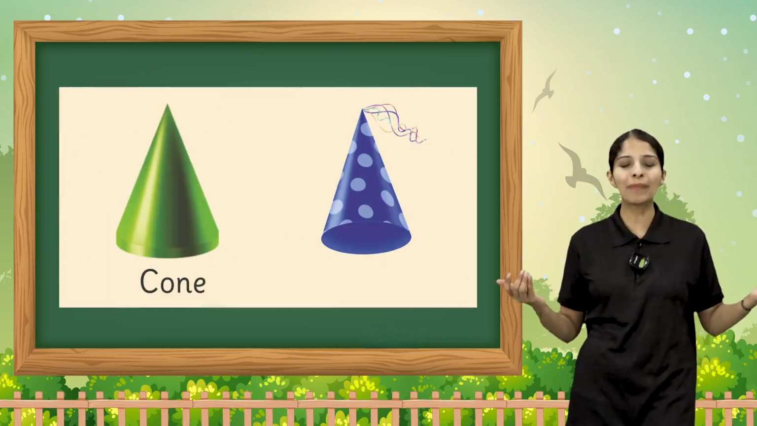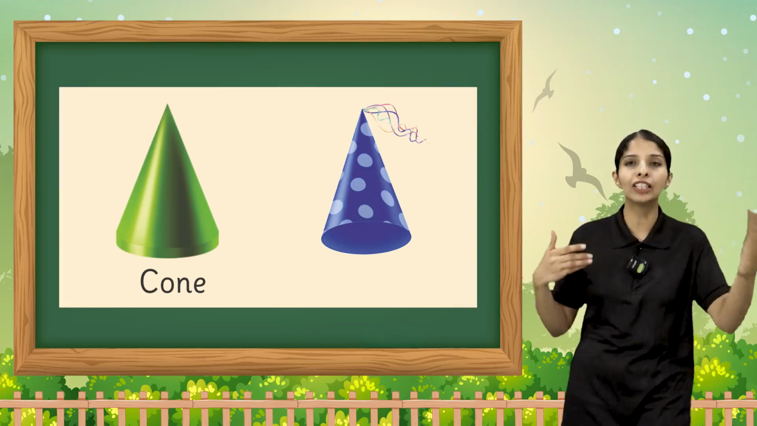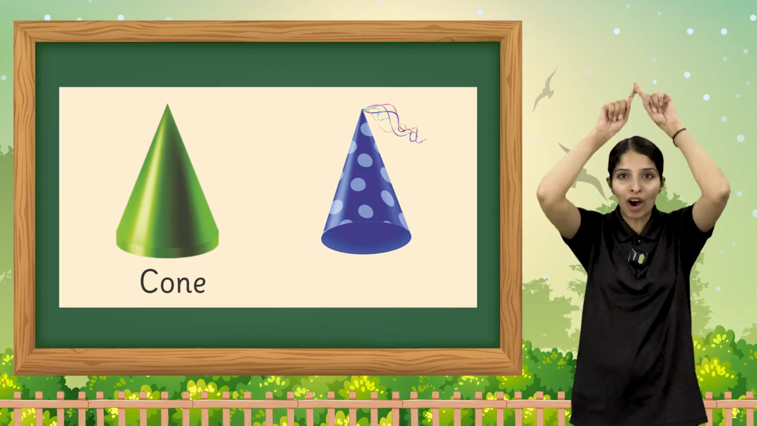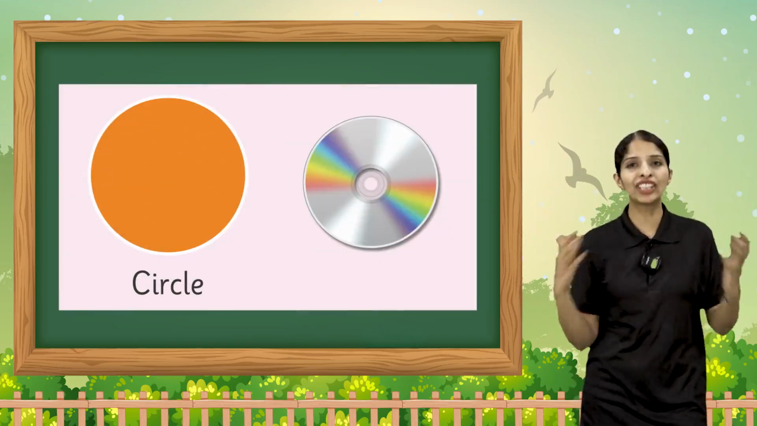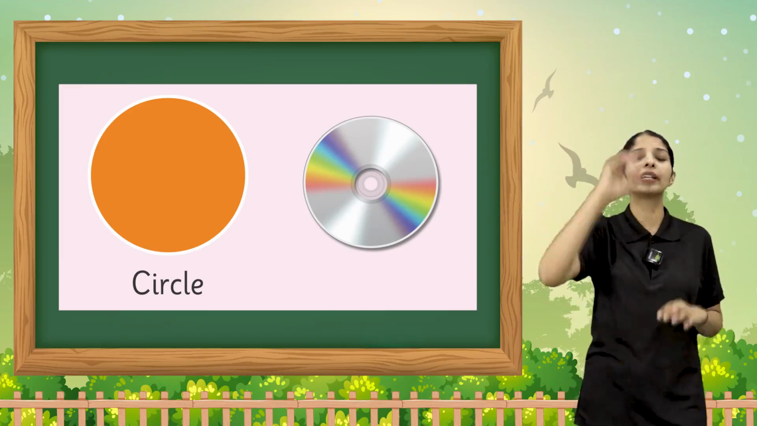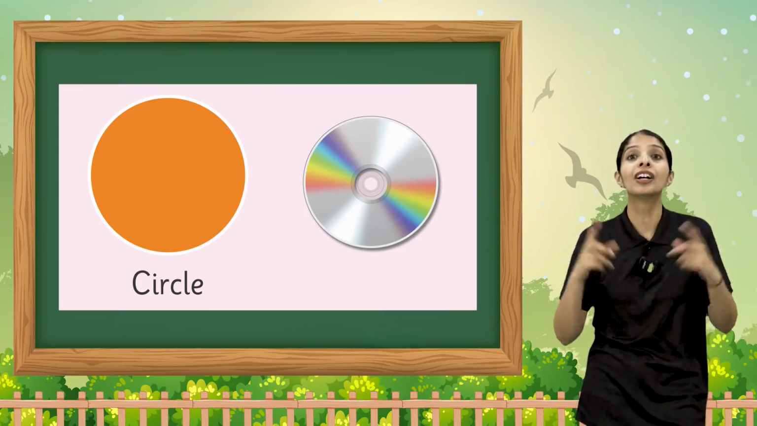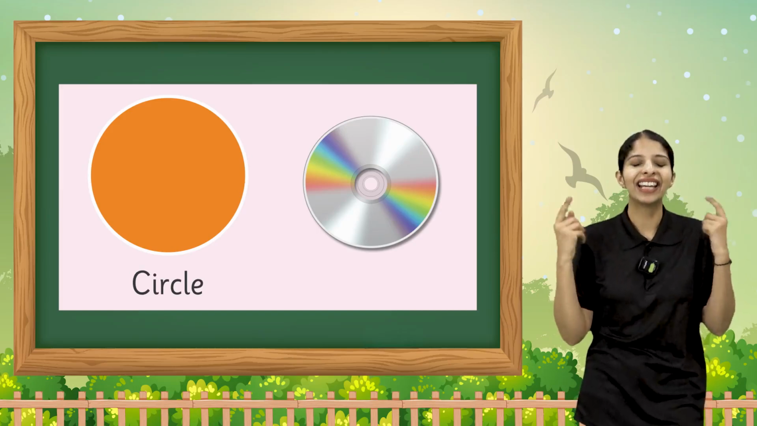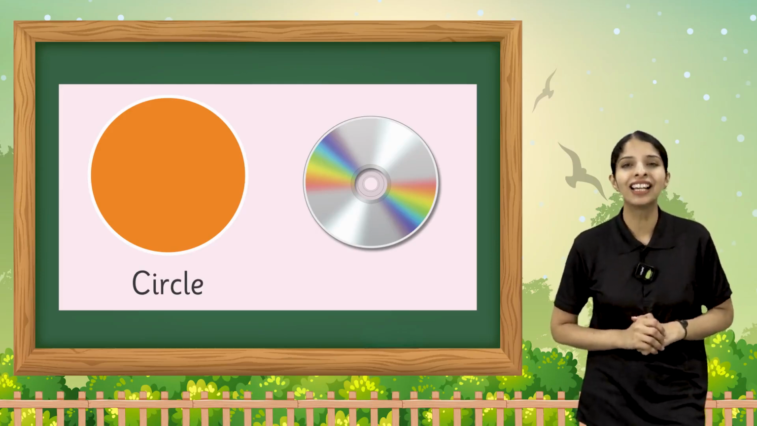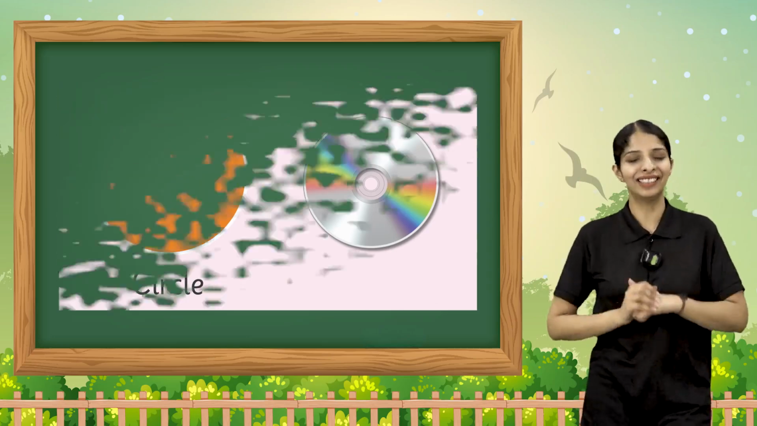Now, the next shape is cone. The birthday caps that we wear on others' birthdays, on our birthday, are in the shape of a cone. Now, the next shape is circle. That is round in shape. It has no sides, no corners. The shape of the sun in the sky is round. It has the shape circle. The shape of the CD is circle.